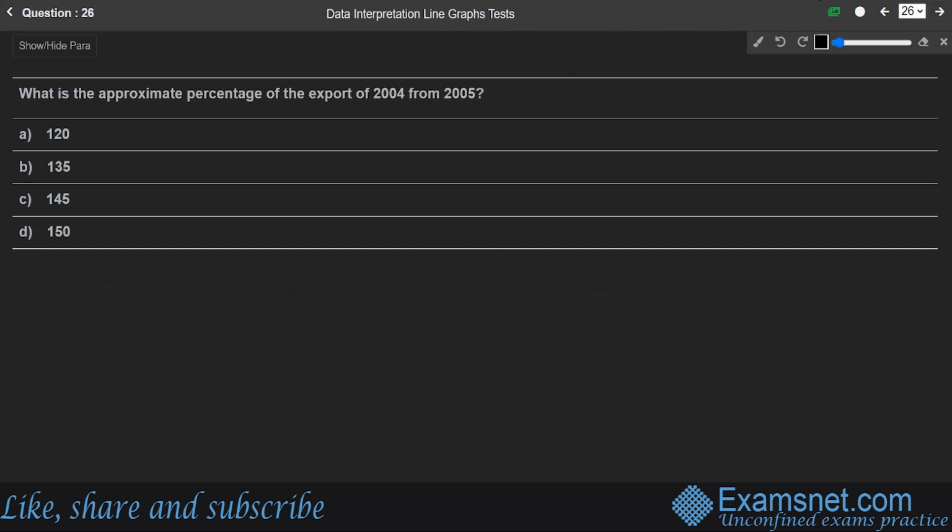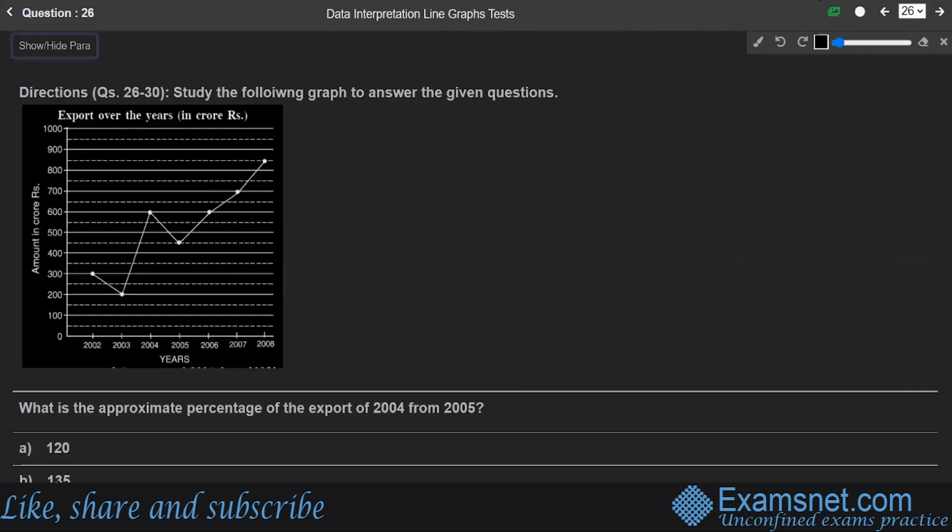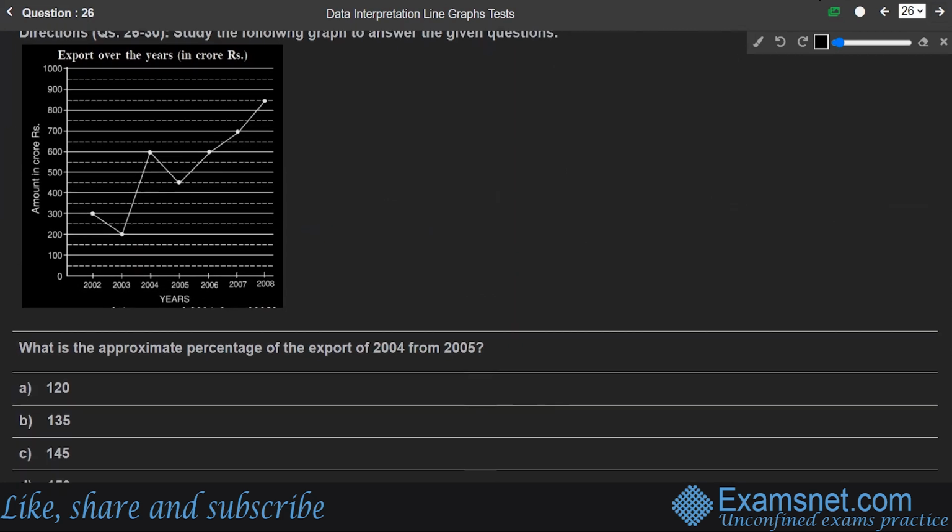Now, for this set of questions, there's a different line graph available for us to solve. For that we need to study the line graph first, then only we can solve any question. He's saying export over the years in crore rupees. Export of a company in crore rupees has been provided in terms of this line graph for the years 2002, 3, 4, 5, 6, 7, and 8.